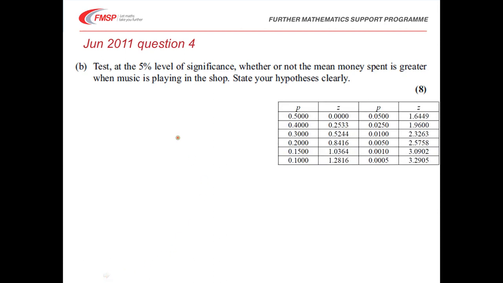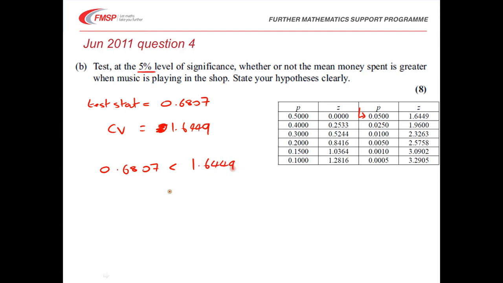Okay, so that's what we've got. Just write that again. So we've got a test statistic of 0.6807. And what we're looking at is 5% one-tailed. So again, we're looking at 5% one-tailed, which is going to give me a critical value of 1.6449. So in this case, our test statistic is less than our critical value. So as with all of these tests, we do not reject H0.